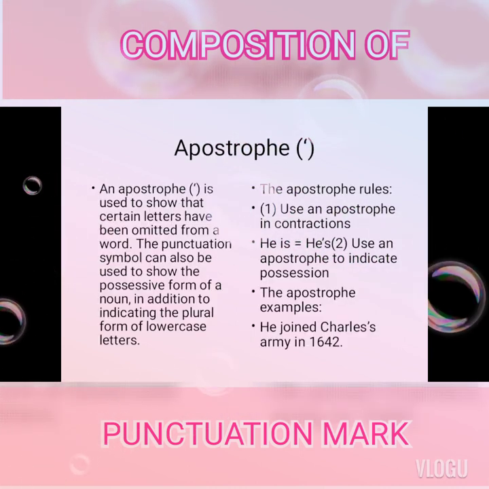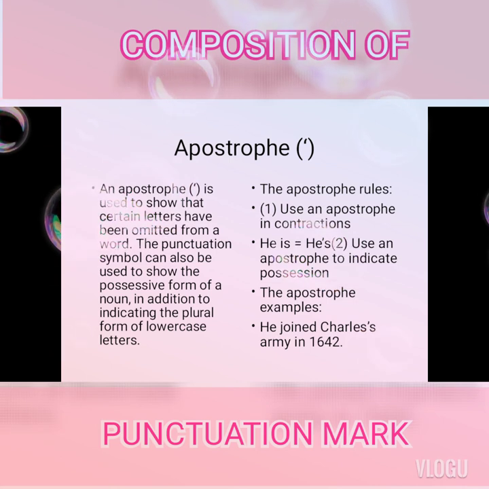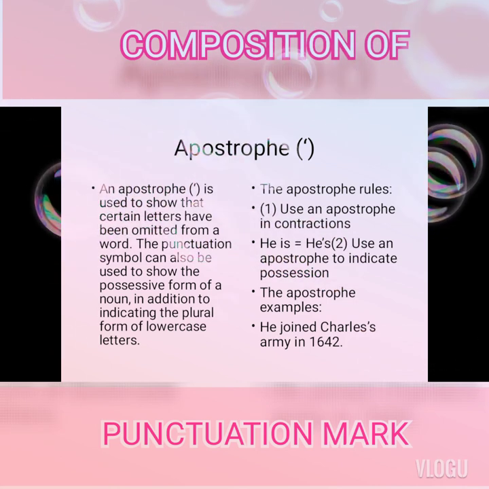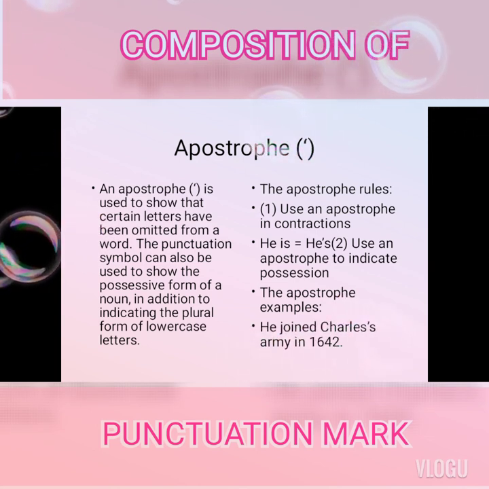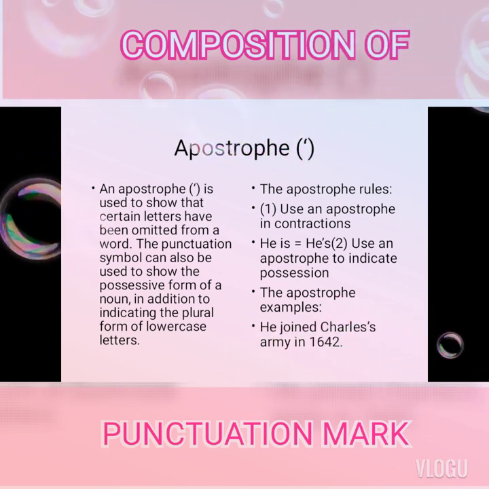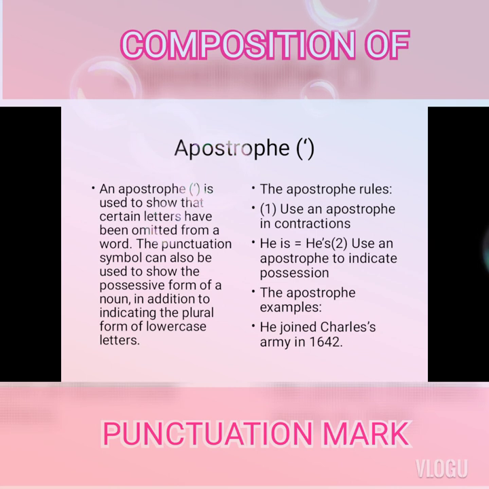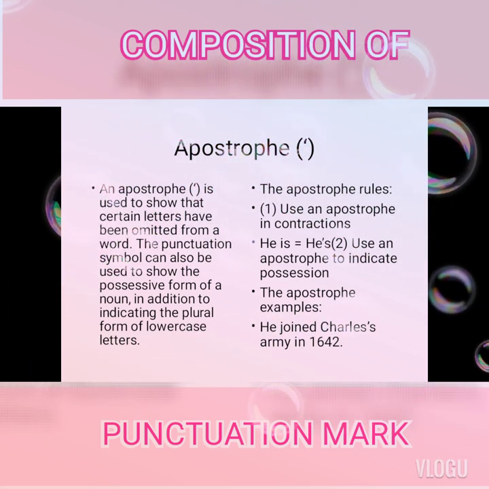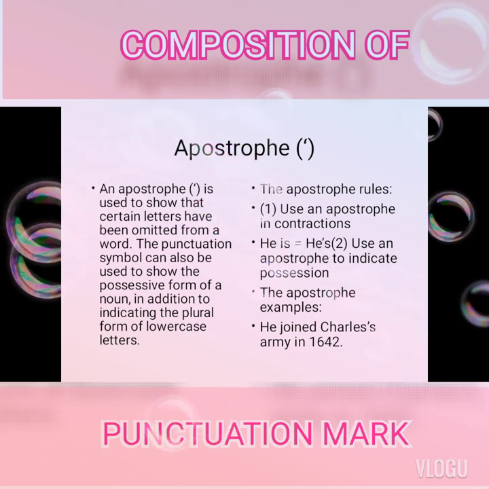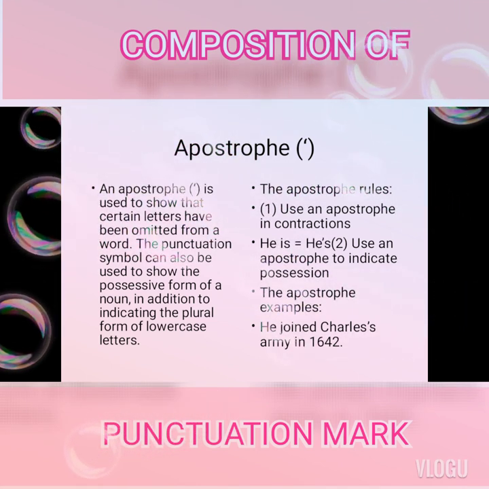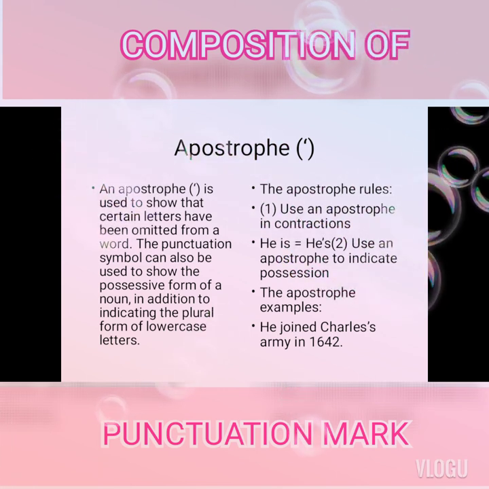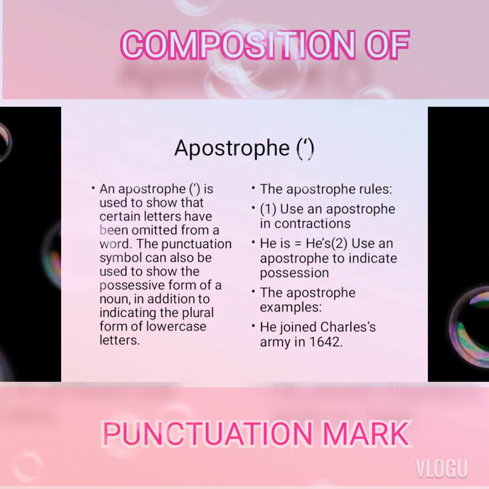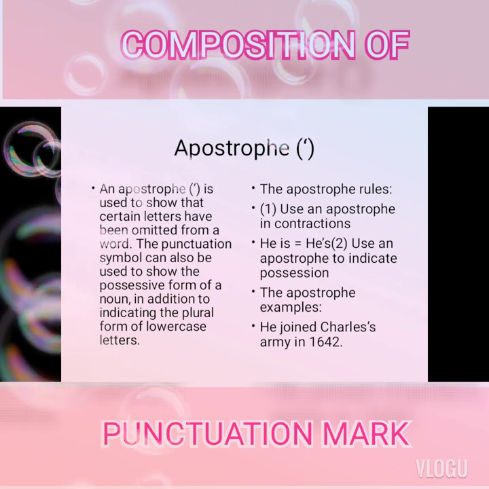Apostrophe. An apostrophe is used to show that certain letters have been omitted from a word. The punctuation symbol can also be used to show the possessive form of a noun, in addition to indicating the plural form of lowercase letters. Example, first, use an apostrophe in contractions, he's or it's. Second, use an apostrophe to indicate possession. The apostrophe example, he joined Charles' army in 1642.